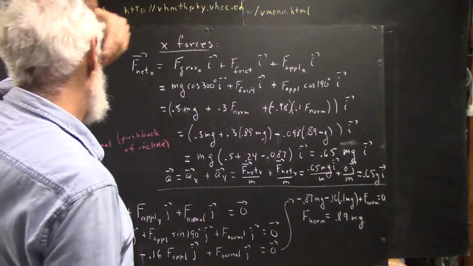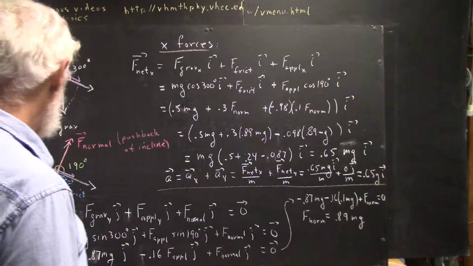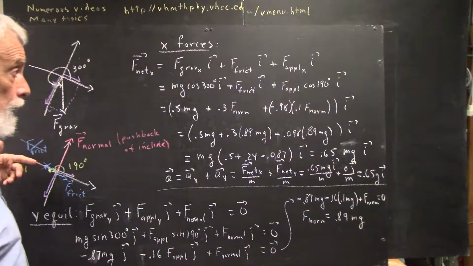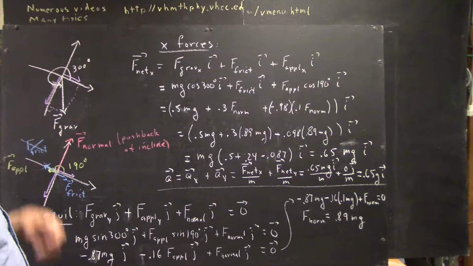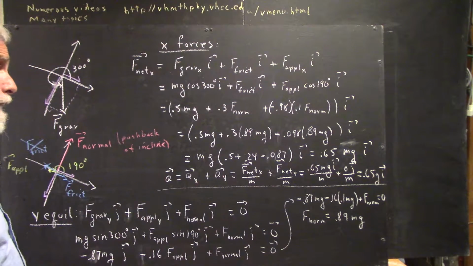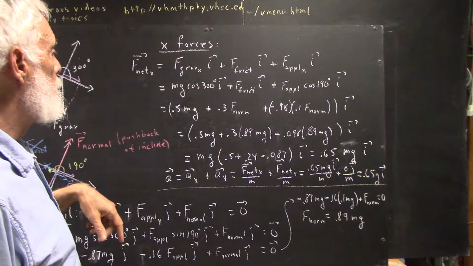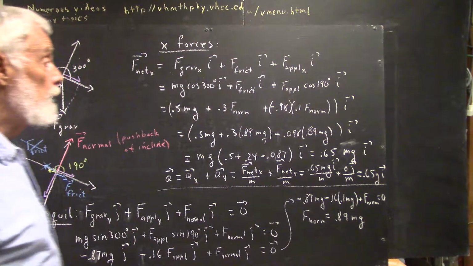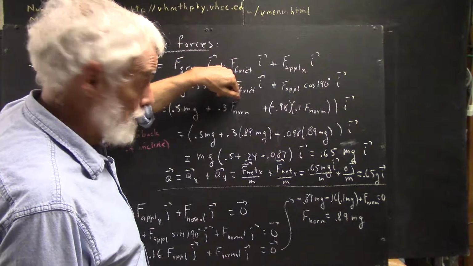Okay, the x forces now. What can we say about the x forces? Well, we've got them listed here. We're going to have the x component of the gravitational force times i, the frictional force times i, and the x component of the applied force times i. The gravitational component is mg cosine 300 degrees, and that's going to be 0.5 mg. Cosine 300 degrees is 0.5. Frictional force is 0.3 times the normal force. Okay, that was just given.